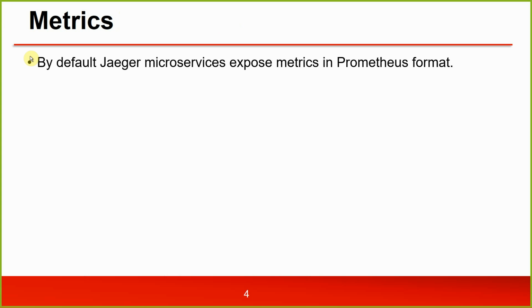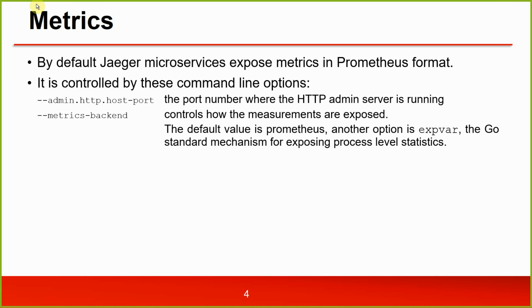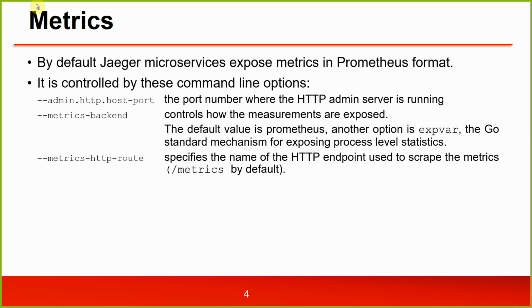By default, Jaeger microservices expose metrics in Prometheus format. It is controlled by these command line options. One is admin HTTP host port, the port number where the HTTP admin server is running. Second, metrics backend. It controls how the measurements are exposed. The default value is Prometheus. Another option is expvar, the Go standard mechanism for exposing process level statistics. Then metrics HTTP route. It specifies the name of the HTTP endpoint used to scrape the metrics, that is /metrics by default.